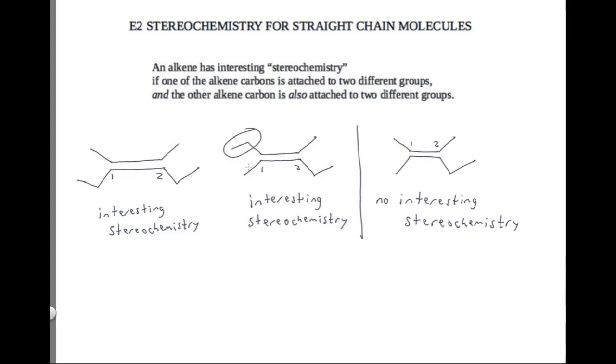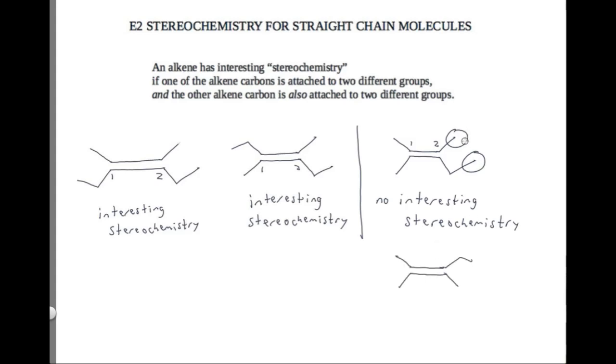Notice that if I swapped this group and this group, I would get a different molecule, this one. That indicates that the arrangement in space of these two molecules is interesting. These molecules have interesting arrangement in space because if you swap the arrangements in space, you get a different molecule. On the other hand, the arrangement in space of these groups is not interesting because if you swap the arrangement in space, you end up with the same molecule. And of course, if you swapped these two groups, you would still get the same molecule.